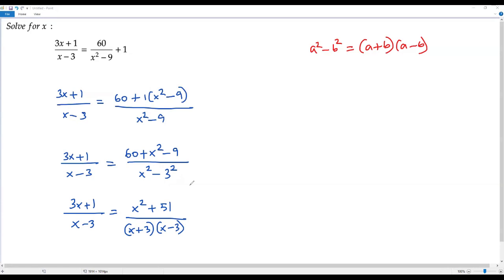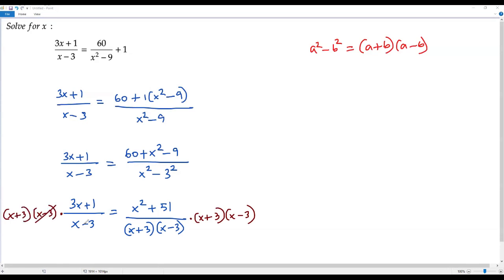Okay, now what I'm going to do is multiply both sides of this equation by this product, that is (x + 3) times (x - 3). When I multiply both sides of this equation by this product, I'll be able to get rid of the denominator on the left side and the denominator on the right side. So let me multiply both sides of this equation by (x + 3) times (x - 3). Let me write it on the left side also. I multiply by (x + 3) times (x - 3).